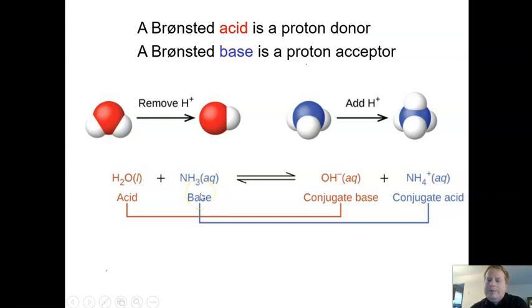If we look at the opposite side, we have what are called their conjugates. So on the left side, H2O gave up its H+, and this is going to be important to understand, and became OH-.